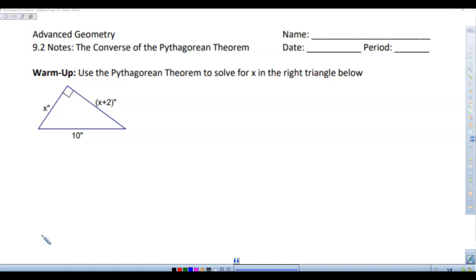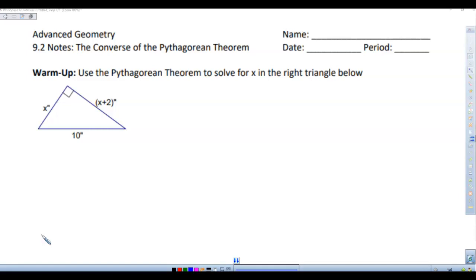It'll be broken into a couple of sections. First, we will review the Pythagorean theorem. Then we'll talk about the converse of the Pythagorean theorem. And then finally, we'll talk about a type of problem I'm going to ask you to do a few times this unit, and that is called a Pythagorean system.